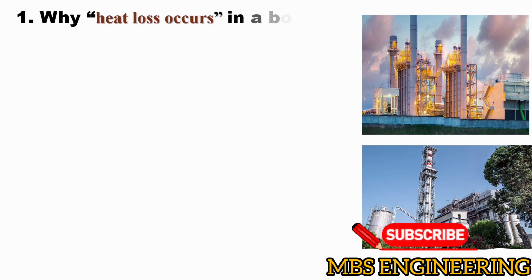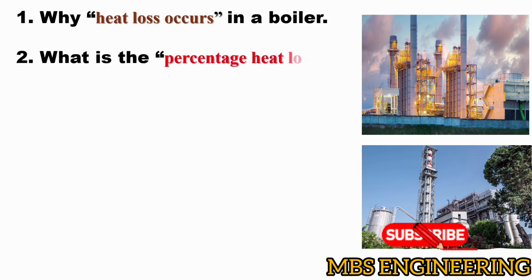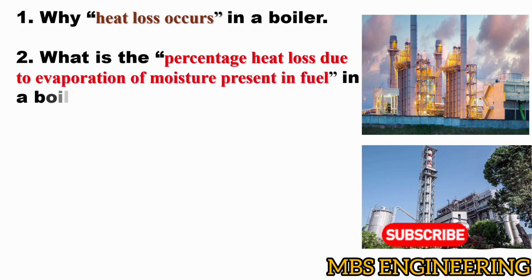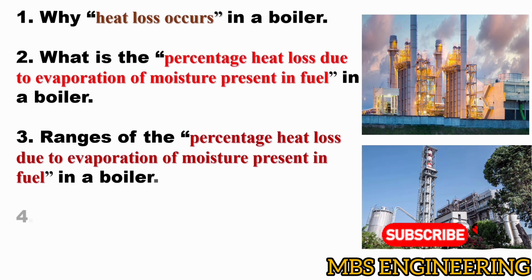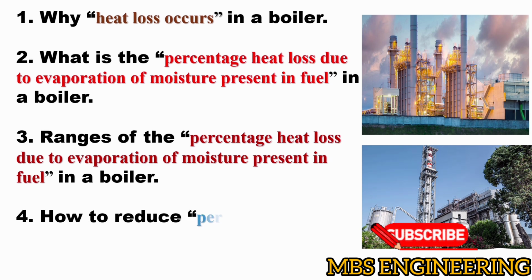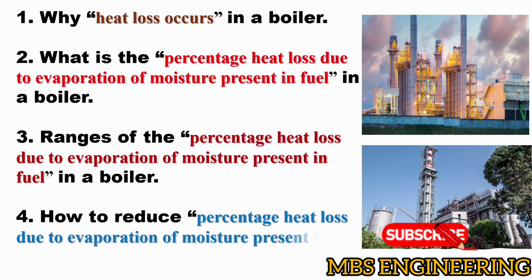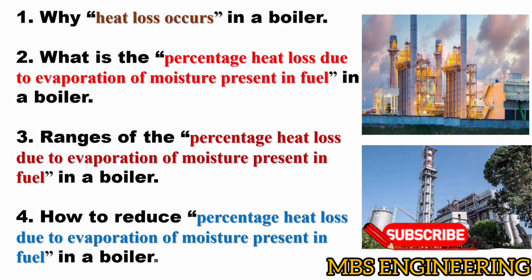The first topic is why heat loss occurs in a boiler. Next, the second topic is what is the percentage heat loss due to evaporation of moisture present in fuel in a boiler. Next, the third topic is ranges of the heat loss due to evaporation of moisture present in fuel in a boiler system. Next, the fourth topic is how to reduce the percentage heat loss due to evaporation of moisture present in fuel in a boiler. We will cover the above topics in the upcoming slides.